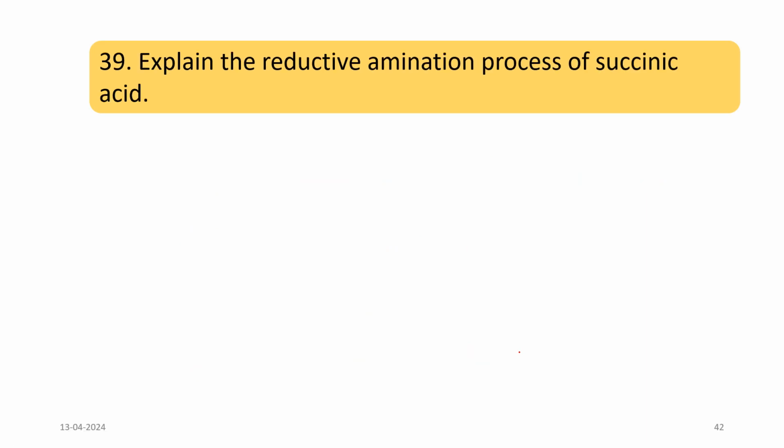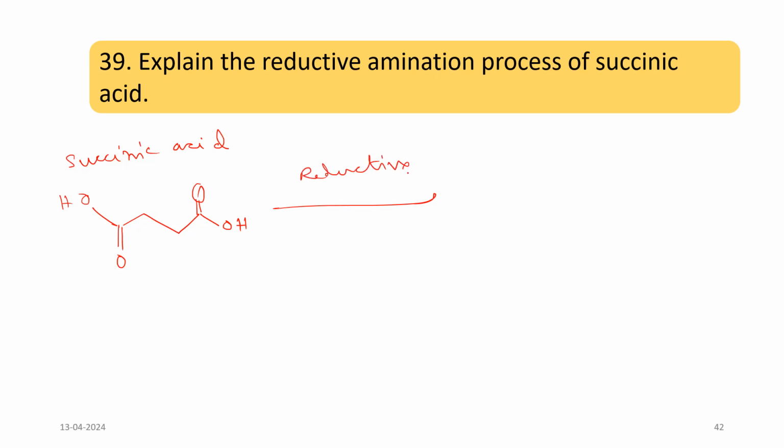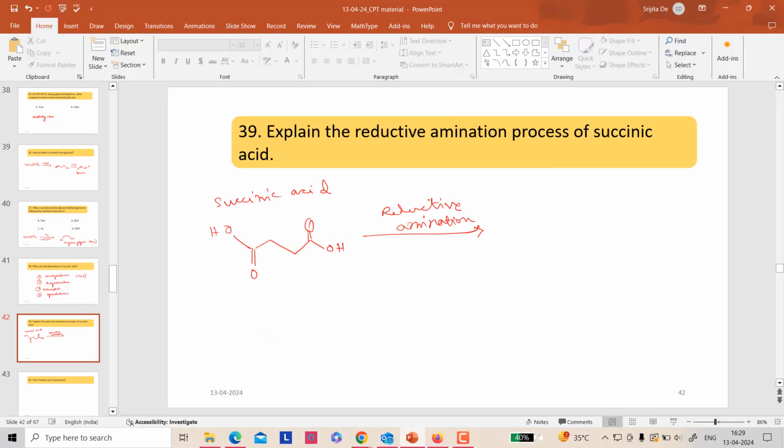Next, explain the reductive amination process of succinic acid. So, structure of succinic acid is like this. This is succinic acid. Okay, and now what will happen? Reductive amination. Right? And now it will produce, so these are the results.